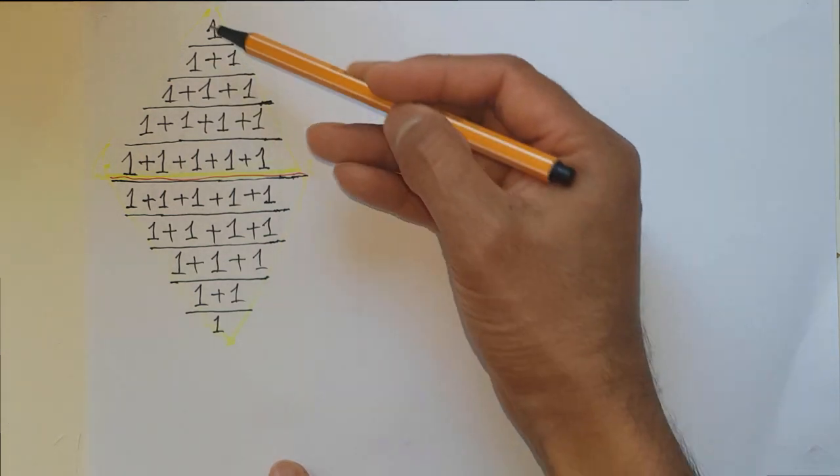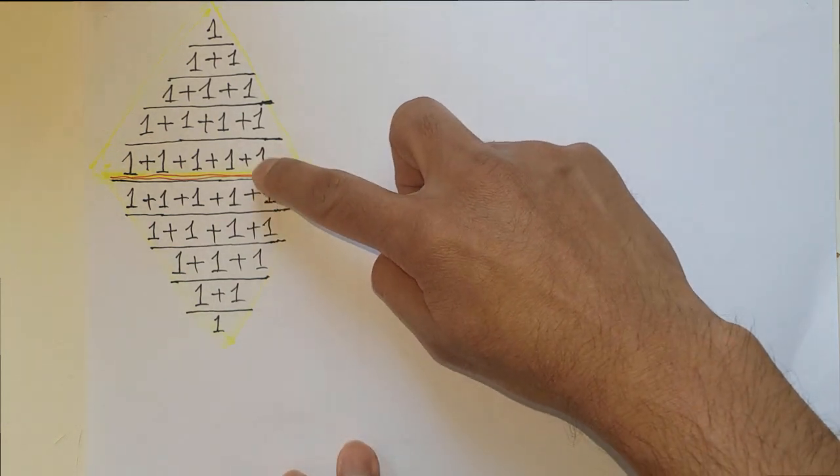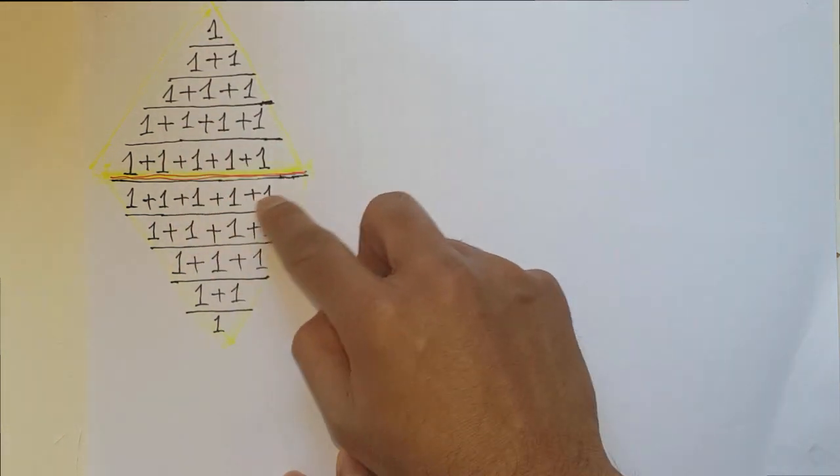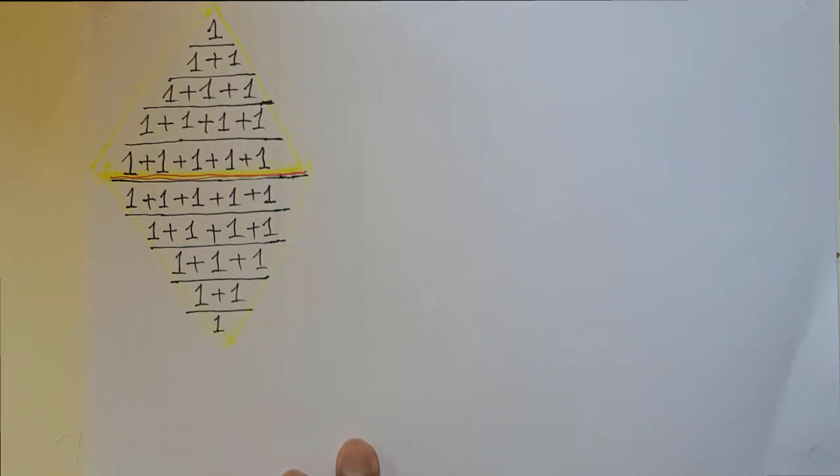Before that, first let's solve this strange math problem. This structure has many 1 plus 1 plus 1. It looks so complex, but it's not really complex. It's very easy to solve.